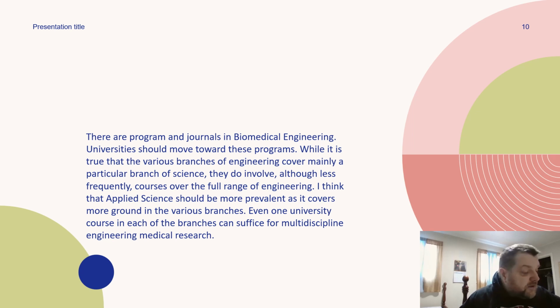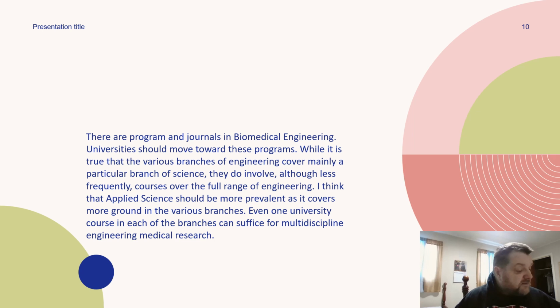So there are programs and journals in biomedical engineering. Universities should move towards these programs. While it is true that the various branches of engineering cover mainly a particular branch of science, civil engineers study mechanics, mechanical engineers study dynamics, electrical engineers study electricity and magnetism, chemical engineers study chemistry. They're all just different branches of physics. But I happen to study them all because I bounced around between electrical, mechanical, and civil, and settled on civil. But I got the basic courses in electrical and mechanical as well, which gave me more math, which was a blessing. God works wonders.